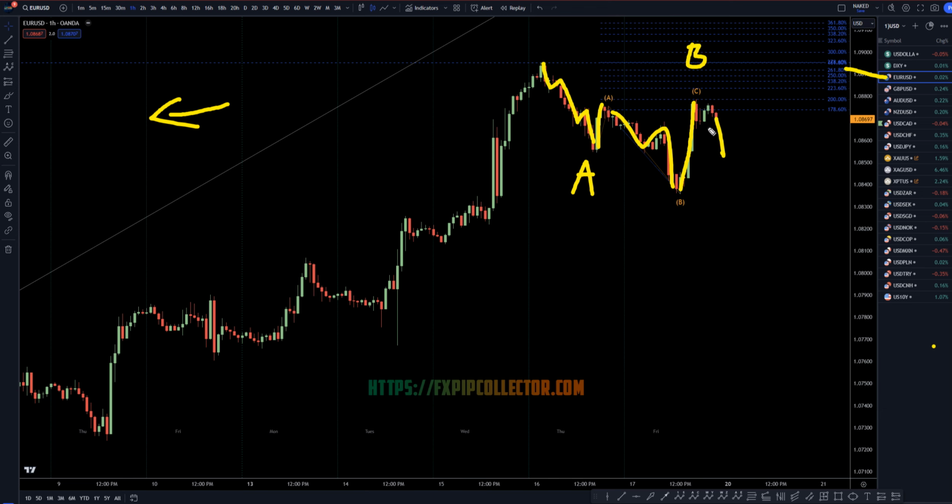So I would be either looking for a break of structure to the downside or maybe that 3, 4, 5 shape would be even better. Either scenario, I think there's a pretty good chance this is going to go down and make a wave C.